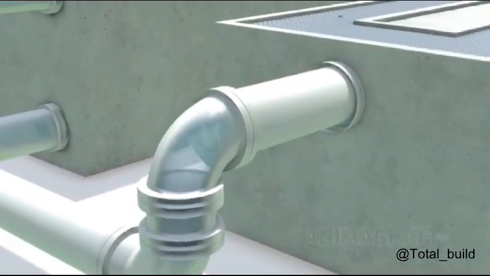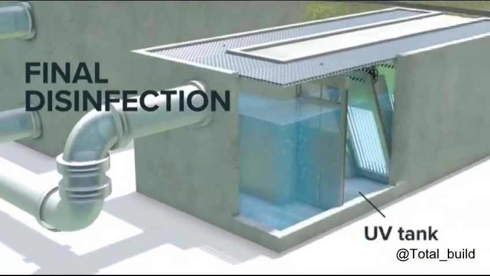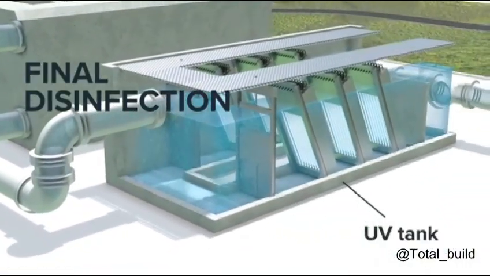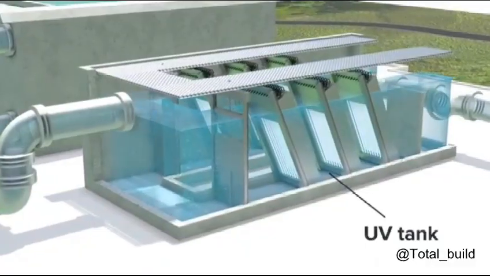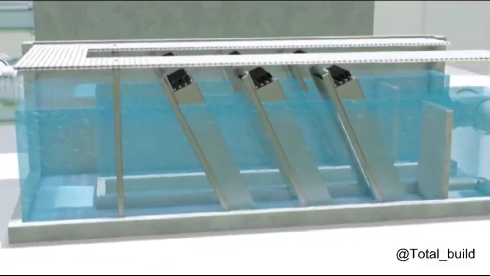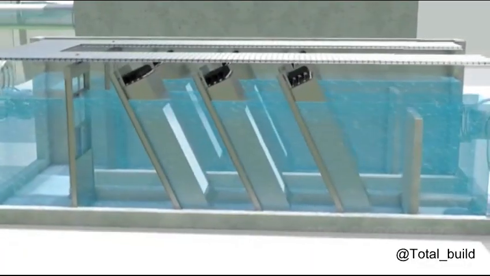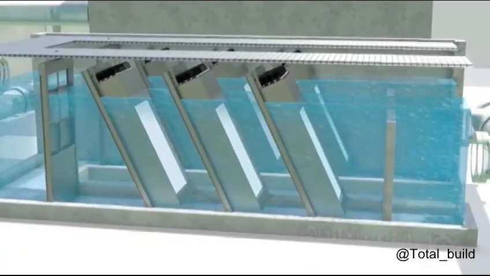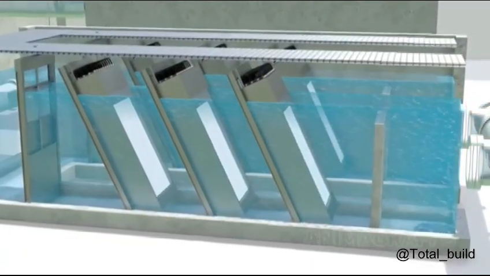The filtered water flows to final disinfection in the UV tank. Water passes through banks of ultraviolet light. UV light at various wavelengths can destroy or disrupt viral, bacterial, and other pathogens' DNA or cellular structure, effectively destroying them.